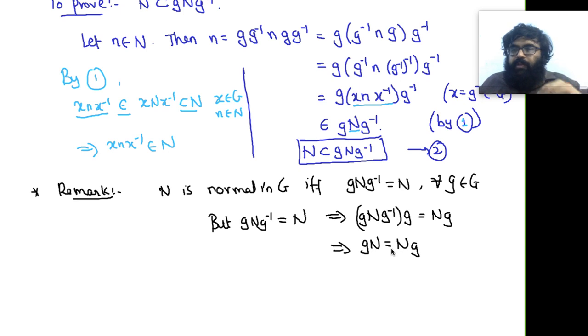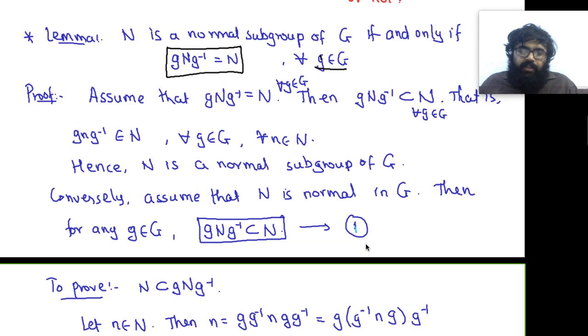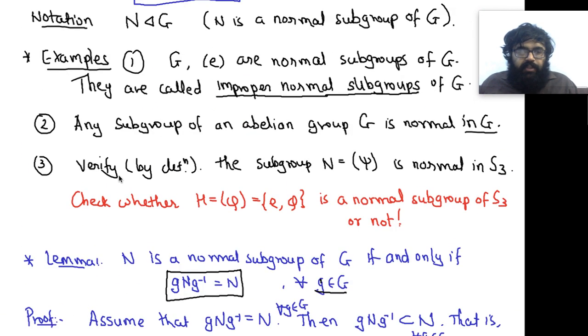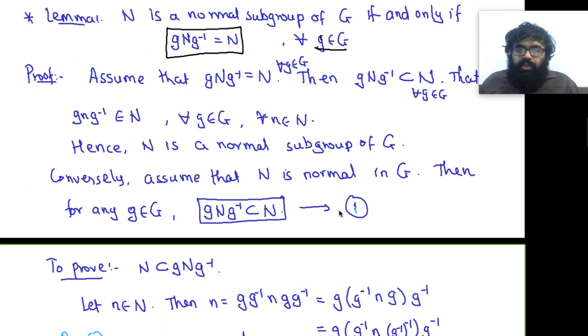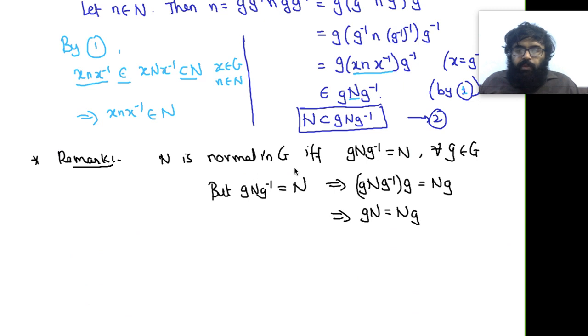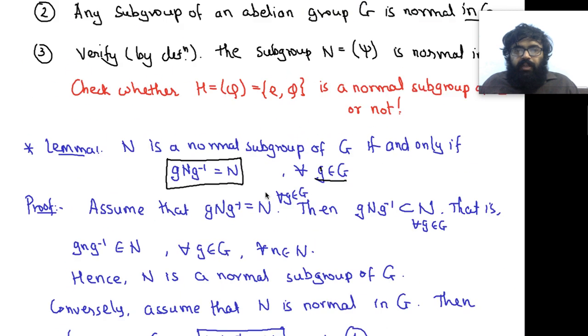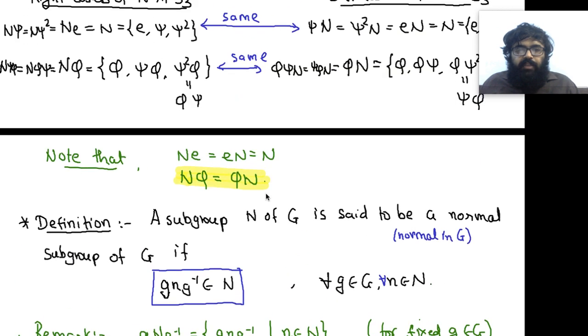So ultimately, you see where we started: in the example, we were interested in looking for subgroups for which the left coset is the same as the right coset. You don't need to verify this now, but I insist you verify this example, that N equals the subgroup generated by psi is normal in S3 by definition. And check also whether H is a normal subgroup of S3 or not. But what we have got, the condition here: if N is normal in G, then gN equals Ng, that means the left coset is the same as the right coset, and that is what we verified in the example here.